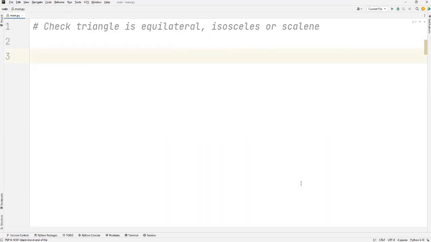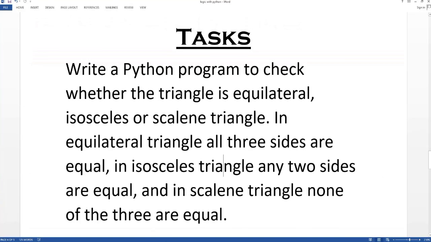In today's video, we are back with the Python programs. So what is the task of the day? The task of the day is that we have to write a Python program to check whether the triangle is equilateral, isosceles or scalene. Equilateral triangle, all three sides are equal. Like if you want to check equilateral triangle, then it must have equal sides. In isosceles triangle, any two of these sides are equal. And in scalene triangle, none of the three sides are equal. So based on these three conditions, we have to write a program and check whether the given triangle is any of the three. Now let's get into this.